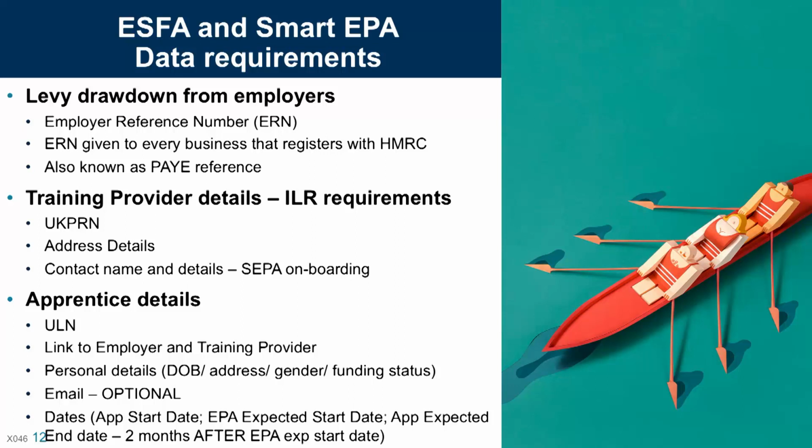So there are 3 dates on Smart EPA: the apprenticeship start date, the EPA expected start date, and the apprenticeship expected end date, which we are recommending that you complete as being 2 months after the EPA expected start date. The EPA expected start date is the gateway start date for all practical purposes. Hierarchy you see there, so the bold phrases, that's how our data on Smart EPA is set up.